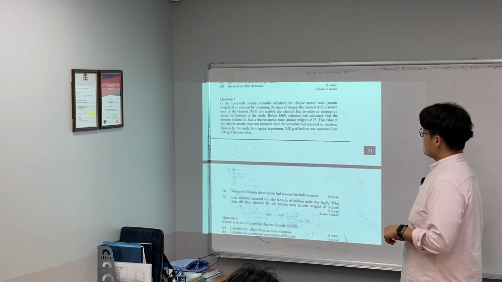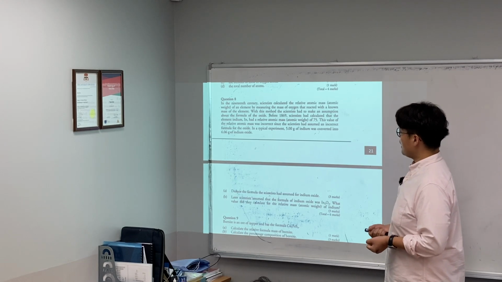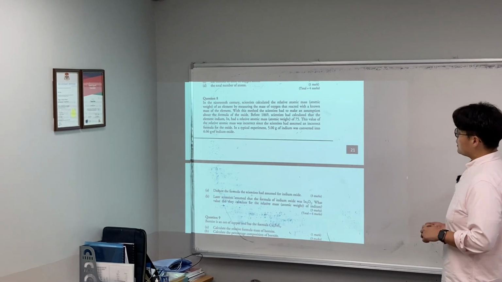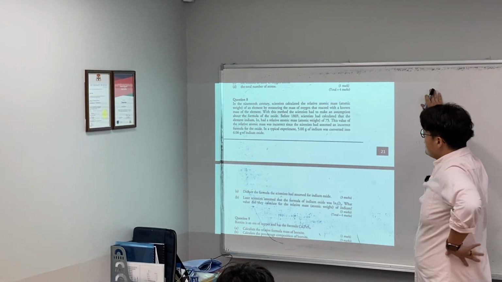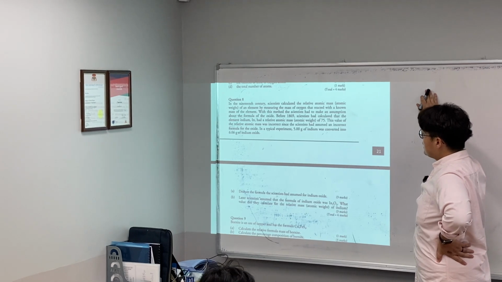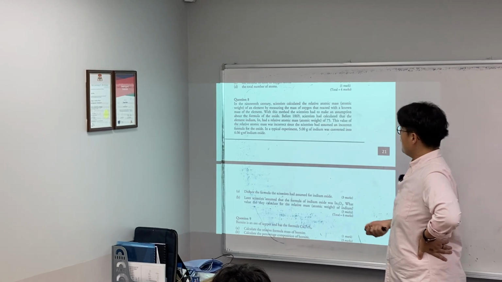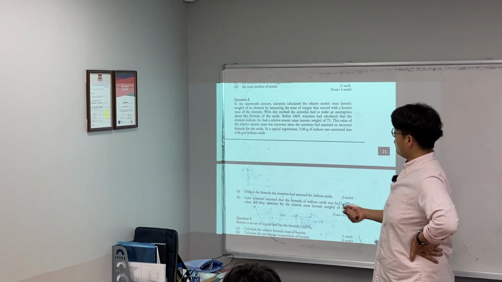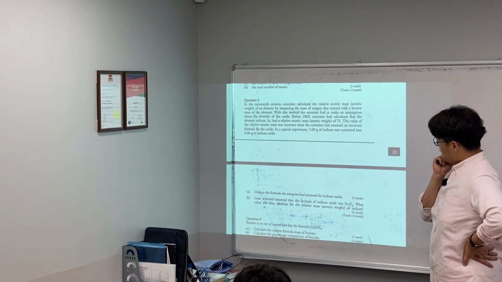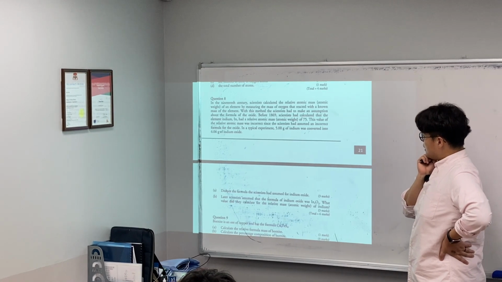In the 19th century, scientists calculated the relative atomic mass of an element by measuring the mass of the oxygen that reacts with a known mass of the element. With this method, the scientists had to make an assumption about the formula of the oxide. Before 1869, scientists had calculated that the element indium had a relative atomic mass, or atomic weight, of 75. This value of the relative atomic mass was incorrect since the scientists had assumed an incorrect formula for the oxide. In a typical experiment, 5 grams of indium was converted into 6.06 grams of indium oxide.